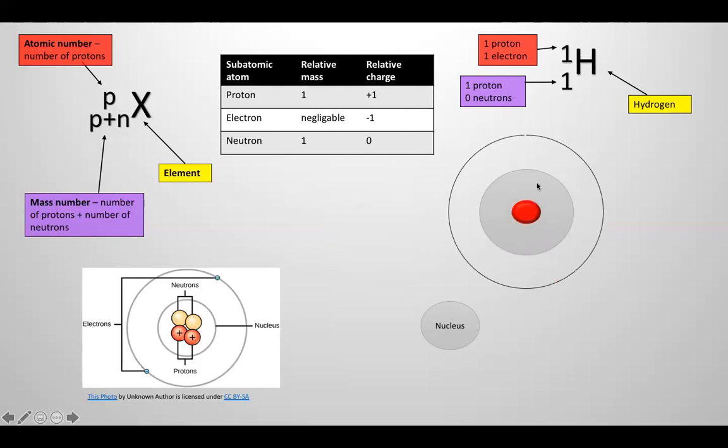So here you can see that there's a nucleus, so we're drawing hydrogen here. The grey circle is the nucleus, and within the nucleus is 1 proton. And then we have the 1 electron present as well. Okay, so this would be the structure of hydrogen. And as you can see, there are 0 neutrons present in the nucleus.